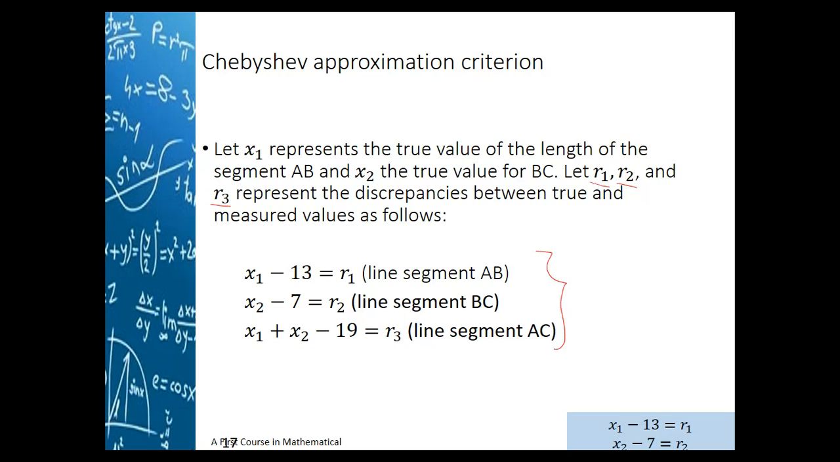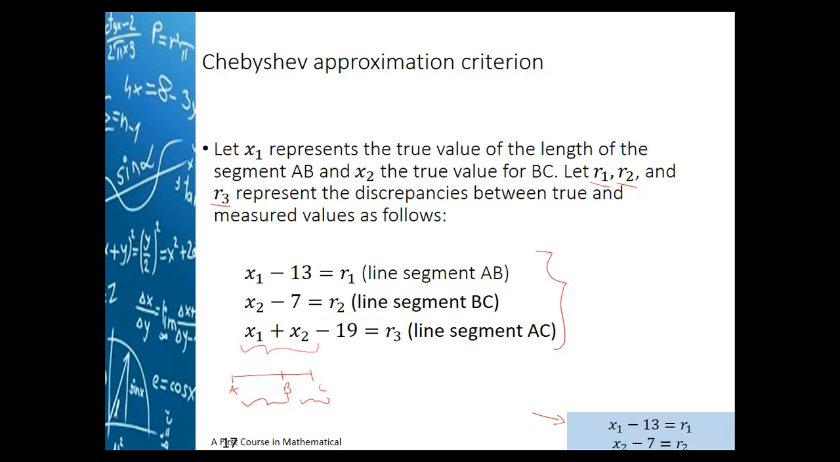We have x1 minus 13 giving r1, x2 minus 7 giving r2, and then AB plus BC, which should be something like 20, the true value that we know already, minus 19. 19 is your observed or measurement value for your AC. You will get R3. I put it over here because we need to revisit this when we do the solution later, so digest this one as well.